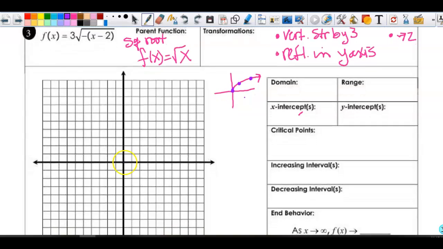So I'm going to put my pencil at 0, 0. Then I have a vertical stretch by 3. So my y value gets multiplied by 3, which is still 0. I reflect in the y-axis, which means I go nowhere. And then I move to the right, 1, 2.